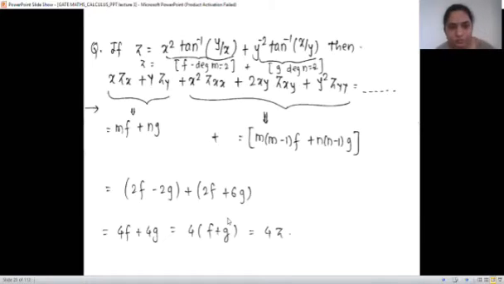Next. If z is x square tan inverse y by x plus y raised to minus 2 tan inverse x by y, then you are asked the value of x ∂z/∂x plus y ∂z/∂y plus the second-derivative part. The first part is linear, that is in first derivative, and this is in second derivative, right? So we have to solve this.